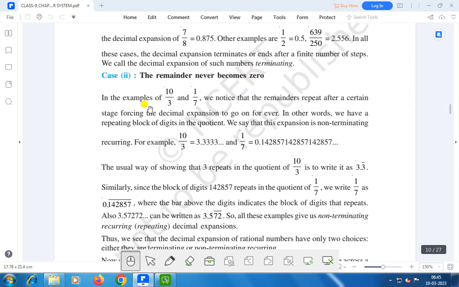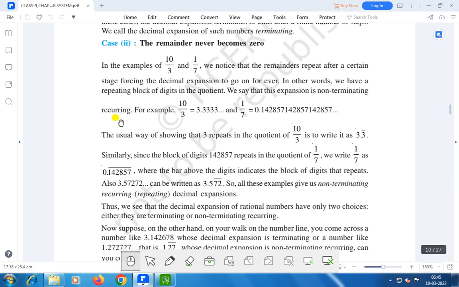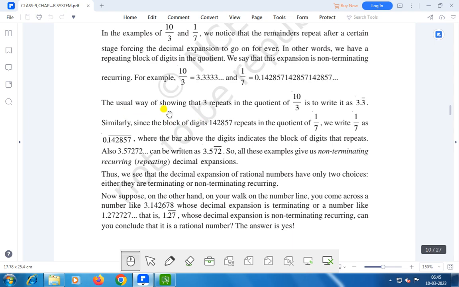Case 2: the remainder never becomes 0. In the examples 10 by 3 and 1 by 7, we notice that the remainders repeat after a certain stage, forcing the decimal expansion to go on forever. In other words, we have a repeating block of digits in the quotient. We say that this expansion is non-terminating, recurring. Then 10 by 3 is 3.33333, or 1 by 7 is 0.142857142857.